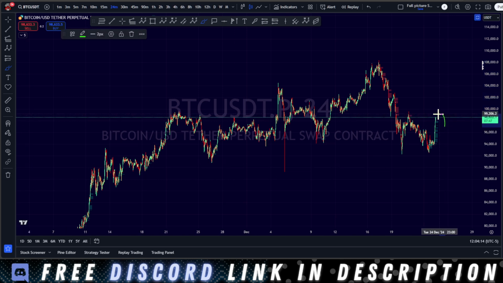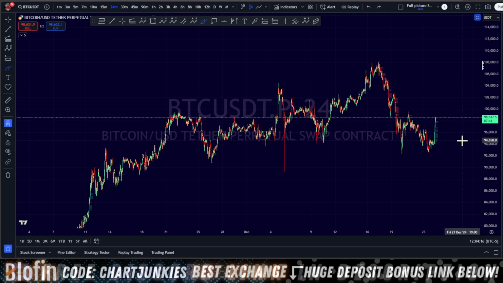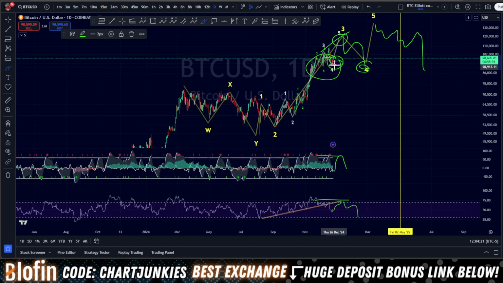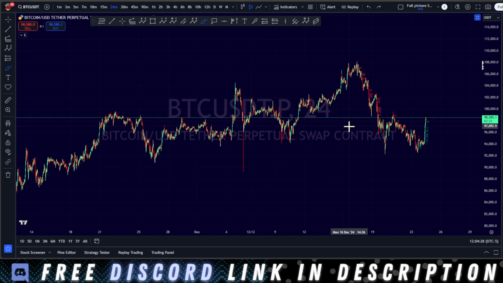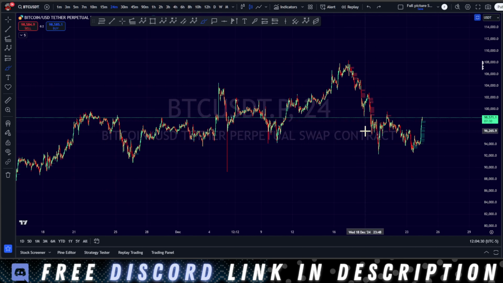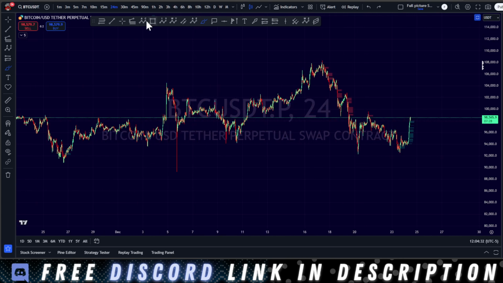Now, it depends on how this wave progresses, and we're going to go over that here. But that's the overall structure I'm playing, guys. As you can see, that would be our wave 4 right here. We are coming up for our wave 5, right, on the daily. Now, I'm gonna pull fibs here.